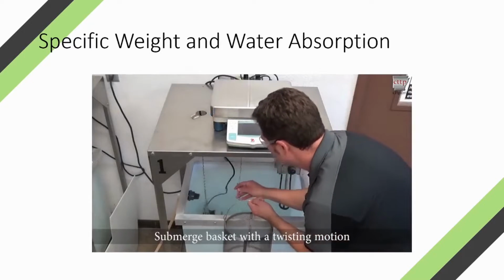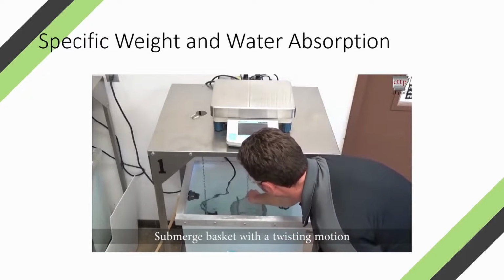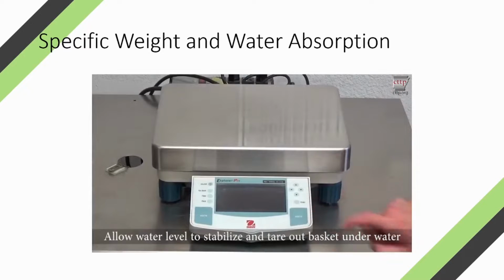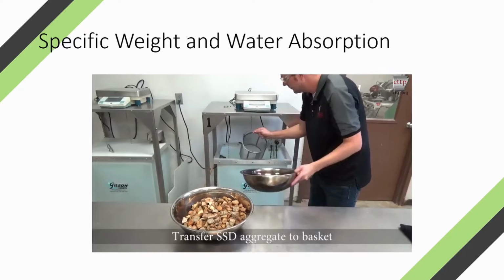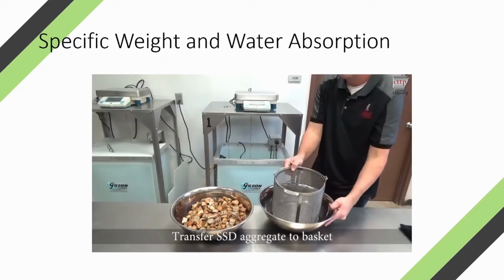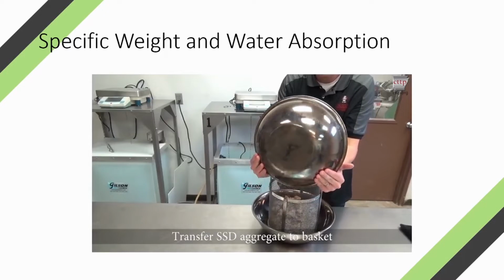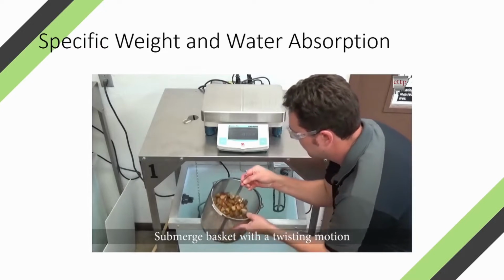Remove the sample from the top of the scale and submerge the basket into the water bath with a twisting motion. This removes any air bubbles trapped in the basket. Allow the water level to stabilize. Then tare the basket underwater using the weigh below device. The scale should read 0 with the basket attached to the chain. Para yung makukuha na weight ay hindi kasama ang basket. Transfer the SSD aggregate to the basket. Submerge the sample in the basket with the twisting motion.